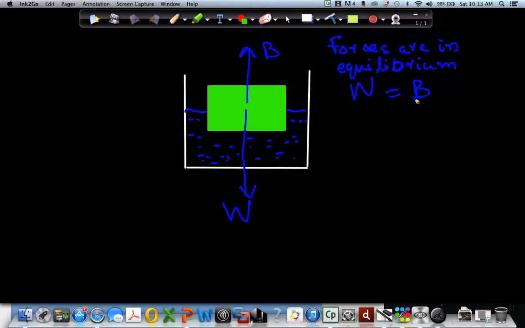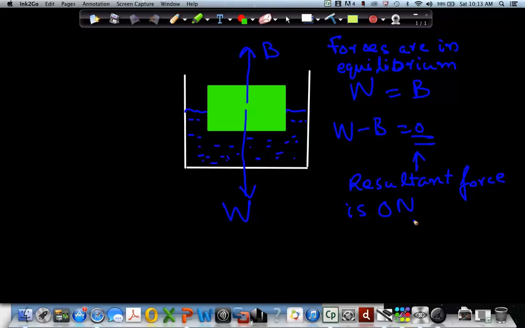If two forces are acting on a body in opposite directions, the resultant force is the difference between the two forces, right? So here, what is the difference? W minus B, and that is equal to 0 because these two forces are equal to each other, and so there is no resultant force. The resultant force is 0 Newton, and since the resultant force is 0 Newton, the body is neither going up nor going down. So that is why it is called equilibrium. Always when we say the forces are in equilibrium, it means that forces are cancelling each other, and because of that the net force on the body is 0. That is what equilibrium is.